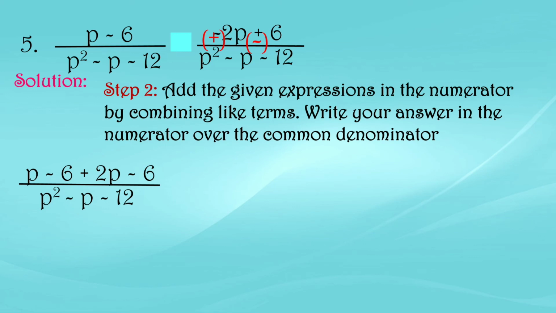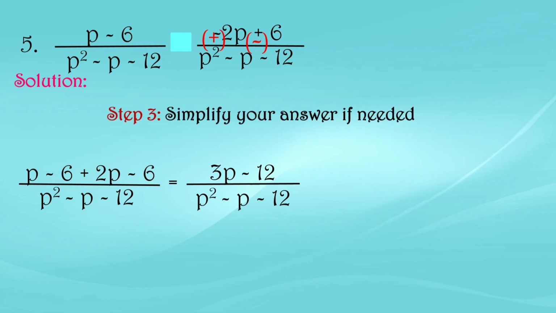Add the given expression in the numerator by combining like terms. So write your answer in the numerator over the common denominator. So equals. So ang common natin dyan ay p at 2p. So like sign, kaya add. So p plus 2p, we have 3p. And then negative 6 and negative 6, like sign, add ulit. So negative 6 minus 6 is negative 12. Then copy the denominator. So we have p squared minus p minus 12.